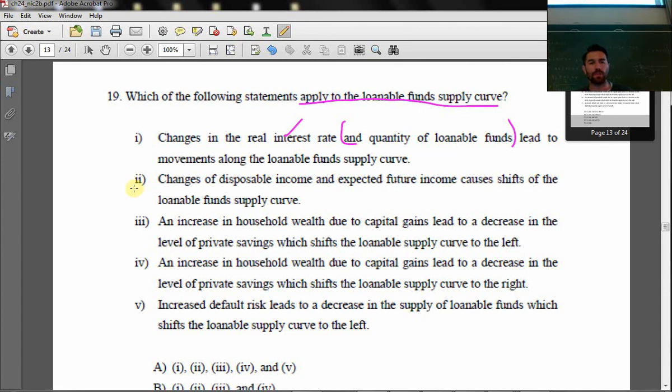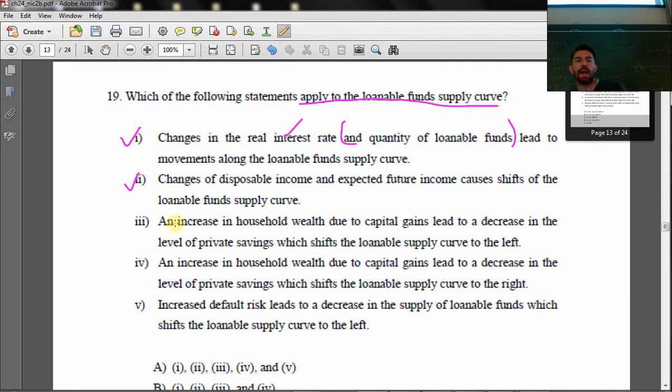Option number two. Changes in disposable income and changes in expectations of future income cause shifts of the loanable funds supply curve. You happy with that idea? Okay. Changes in disposable income and expectations, both of those are factors that can shift that curve.